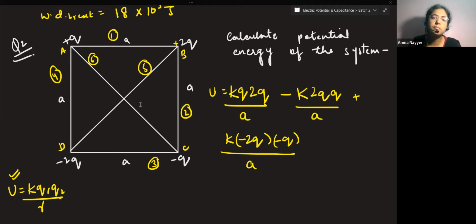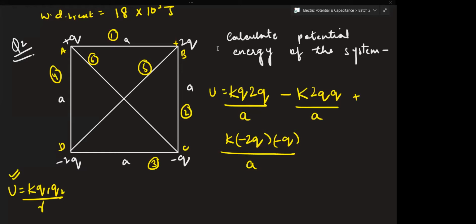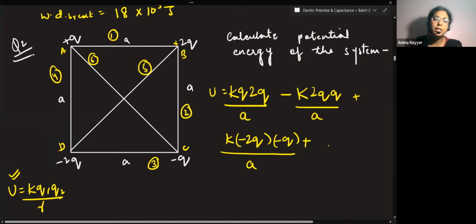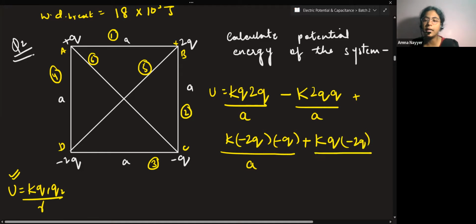Fatima, what will be this U4? Okay, Fatima is having connectivity issues. Hamza? Ma'am, it will be K plus Q into minus 2Q by A. Correct. Okay. You have to add it, K, first charge is Q, other charge is minus 2Q. We are multiplying them divided by the separation A. So these are the four energies.